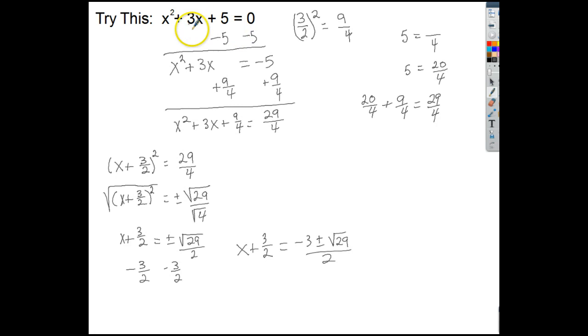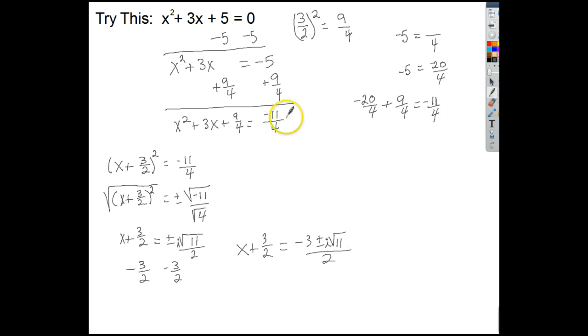Okay, well, another odd number right here, so we're going to end up with fractions, but the number we would be looking for would be half of that number squared, or 3/2 squared is going to be 9 fourths. Clearly this is not 9 fourths, so we get rid of that plus 5 by subtracting 5 from both sides. Okay, then we add in the 9 fourths that would complete the square, or would make this into a perfect square trinomial, so we add 9 fourths to both sides.